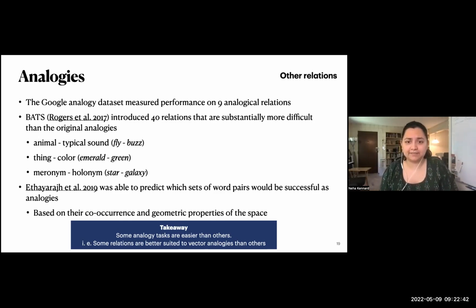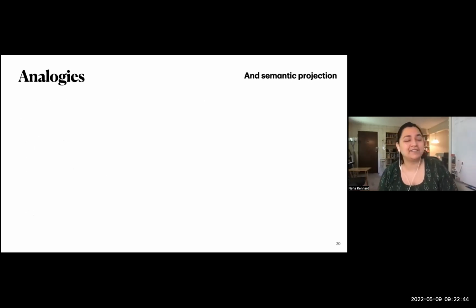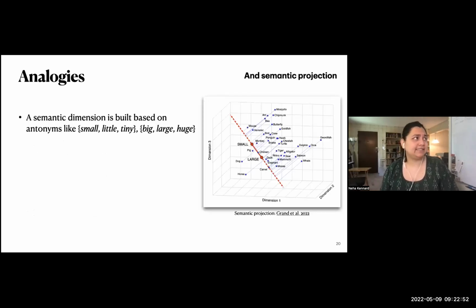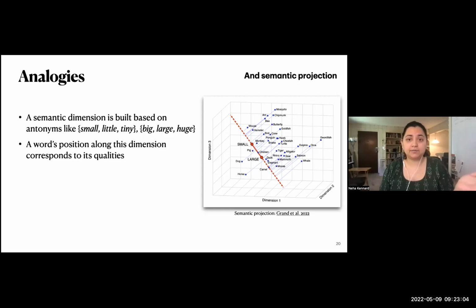And speaking of social relations of interest, I want to also talk about semantic projection. This is something you might have come across. Basically, the idea is that within your vector space, you build a semantic dimension based on antonyms, like small on one end and big, large, huge on the other end. When you take different words in the space, those words' positions correspond to their qualities on that axis.